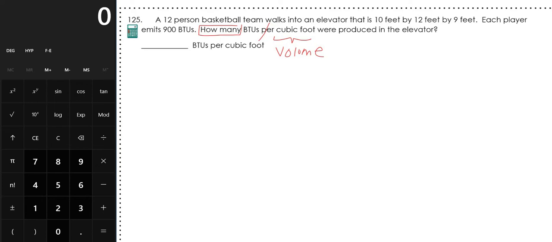So let's get set up here so that we know what we're doing. We're doing BTUs, whatever it is, and I don't even know what a BTU is, divided by the volume of the elevator. All right, let's go through the problem. A 12-person basketball team, so we have 12 people coming into the elevator. The elevator is 10 feet by 12 feet by 9 feet.